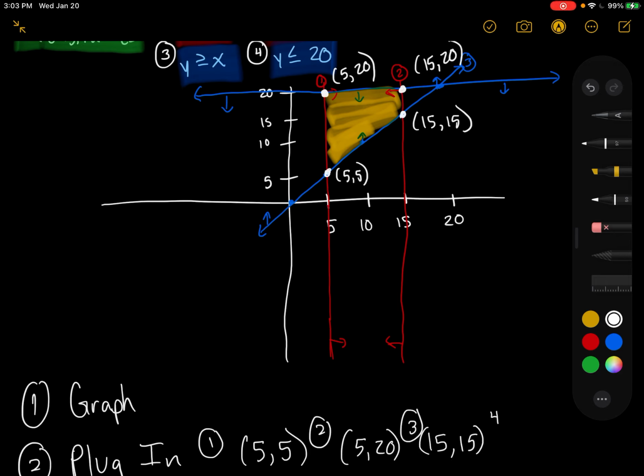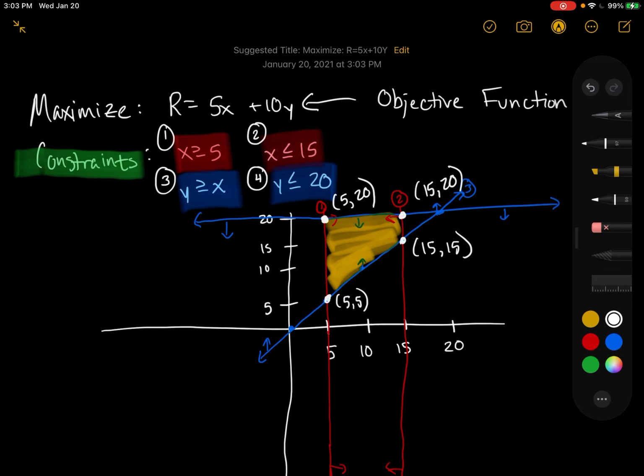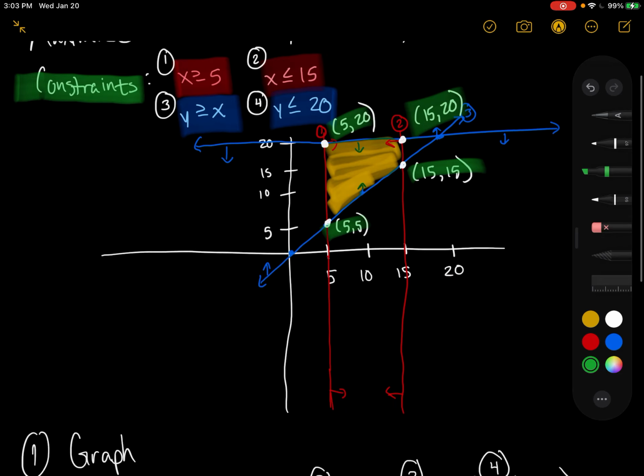And if you're like, Mr. R, how did you find those 4 points? Literally just plugged in the 4 functions and graphed them. So after you take your constraints and graph them, what we're really looking for, the whole reason why we did that graph was to get to these 4 values.